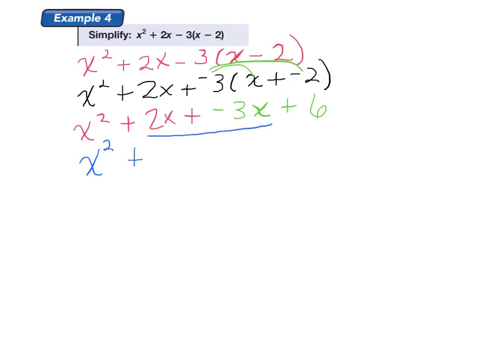One's positive, one's negative, so subtract and take the sign of the larger number. 3 minus 2 is 1. Negative 3 was larger, so it's a negative 1x plus 6. Remember that you could also write it this way: x squared minus 1x plus 6.